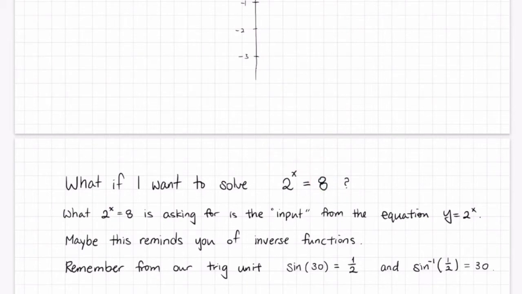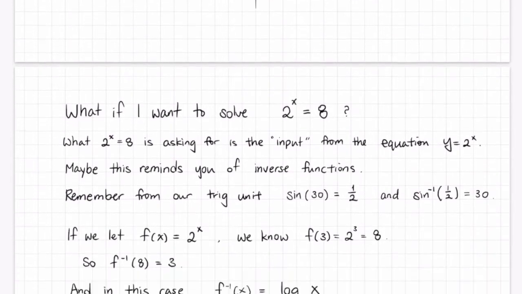So doesn't that sound a lot like inverse functions? Right. So what 2 to the x equals 8 is asking for is, okay, what did you plug in for x to get 8 out, right? And so that's exactly what we did for inverse functions. Remember in the last unit when we talked about trig, we may remember that sine of 30 degrees is 1/2, and inverse sine of 1/2 was 30 degrees, right? So the inverse function took the output of the original function and gave the input out, right?